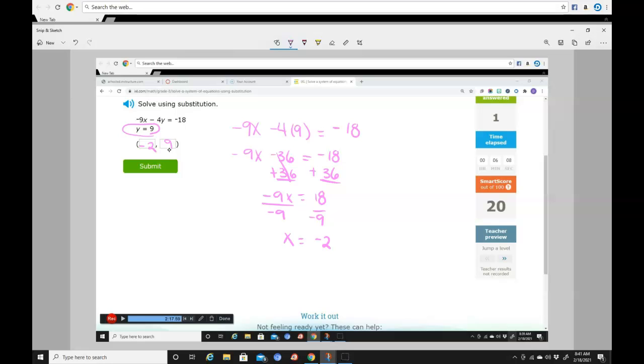And if we want to plug it back in and check it, it would be -9 times -2, minus 4 times our y, which was 9, equals -18. Both sides have to equal -18 when we're done. So this would be 18, and -4 times 9 would be -36, and that would be -18. And if those are opposites, we have to take the additive inverse again. So that would give me -18 equals -18. So I know I'm correct. That would be a good answer.